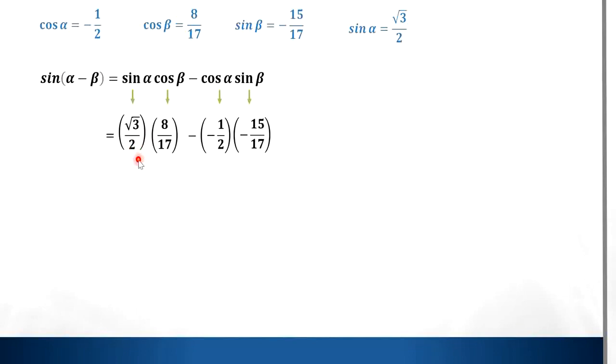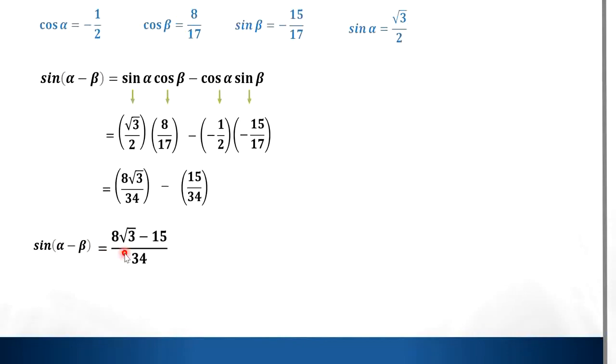Square root of 3 over 2 times 8 over 17, that is equal to 8 square root of 3 over 34. Copy the minus sign. Negative 1/2 times negative 15 over 17, that is equal to 15 over 34. Since this one is a similar fraction, we simply subtract the numerators and then copy the same denominator. So we have now sine alpha minus beta is equal to 8 square root of 3 minus 15 all over 34.